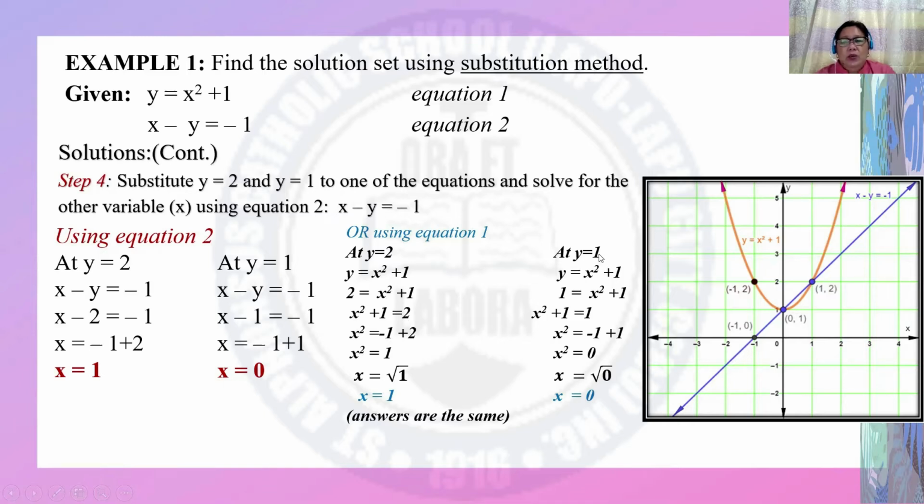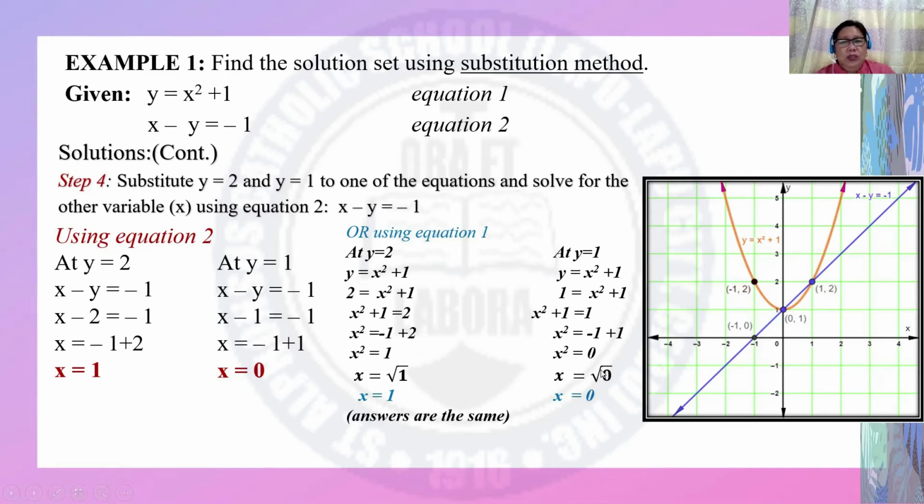Then at y is equal to 1, substituting 1 to y, then we will have x squared plus 1 equals 1. Then transpose positive 1, it will become negative 1. Negative 1 plus 1 is 0, and the square root of 0 is 0. So x is equal to 0, so it's the same. You have the same answer.